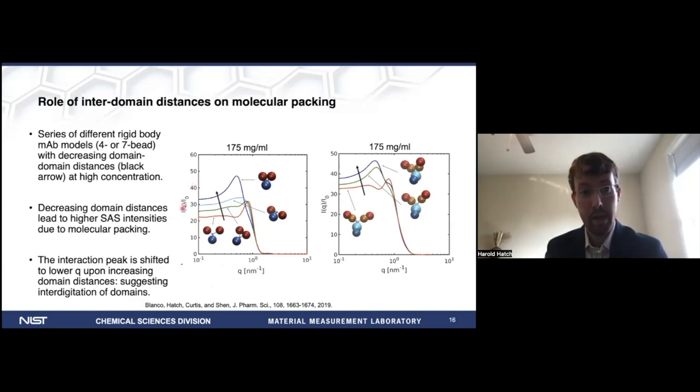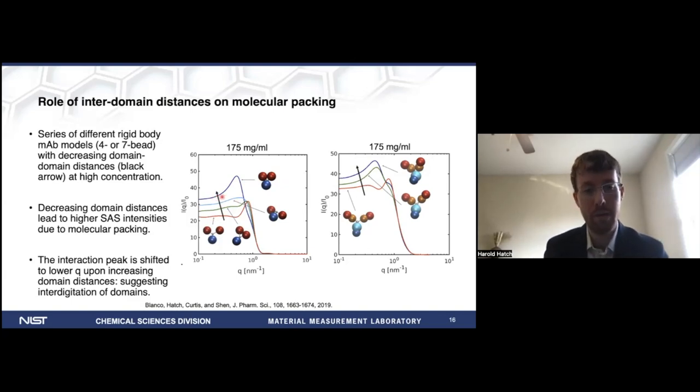We can see that, and I should have mentioned again, that these are mostly hard sphere, like excluded volume interaction models. So we're mainly focused on high concentration. So 175 is pretty high concentration for these antibodies. And we see for the scattering intensity, when the domains are held as far apart as possible, that would be like this red curve here. And the blue curve is when the domains are as close as possible. And so we see very different scattering intensities. We see that the intensity increases as the domains are closer together. And that's because of the improved molecular packing.